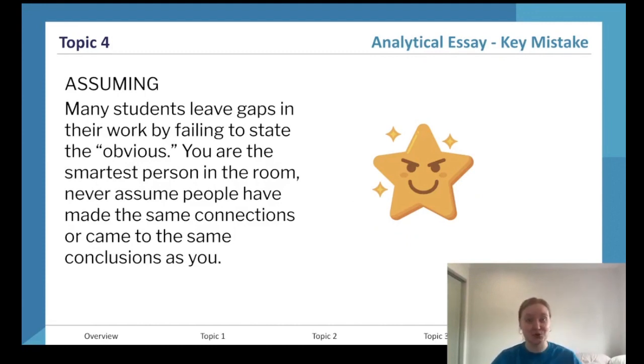Number two is assuming. So students typically think that, oh, everyone's made that logical jump, or yes, everyone knows that this is what this thing means, when in reality, some people are not going to make those same connections that you are. And students then fail to state what they might consider to be the obvious. You need to assume when you are writing this piece that you are the smartest person in the room. You know this text better than everyone, which means you have to be teaching people as you go. You need to be stepping people through your logic and showing them where the connections are that you've made. Teachers and markers are going to love this. They love to see that you have connected all of the dots really explicitly.